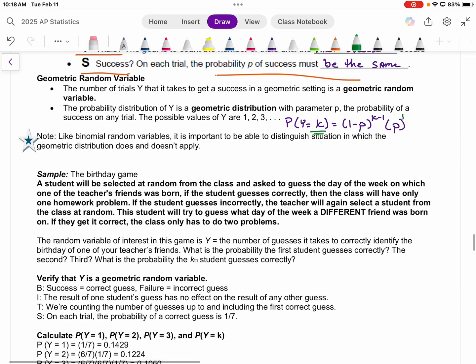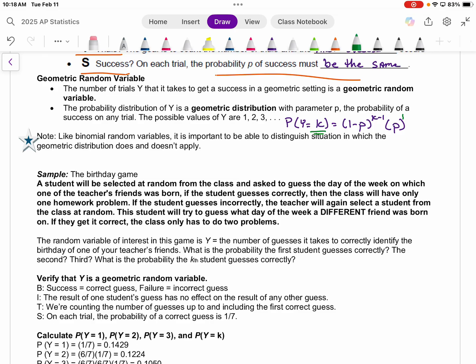Okay? All right, first one here, it says a student will be selected at random from a class and asked to guess the day of the week on which one of the teacher's friends was born. If the student guesses correctly, then the class will have only one homework problem. If the student guesses incorrectly, the teacher will again select a student at random from the class. The student will try to guess what day of the week a different friend was born on. And if they get it correct, the class only has to do 2 problems.